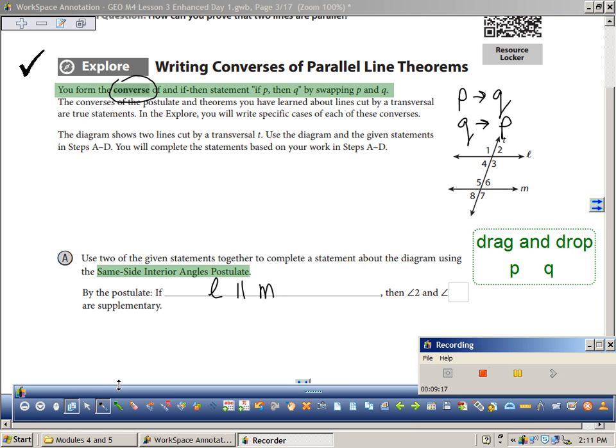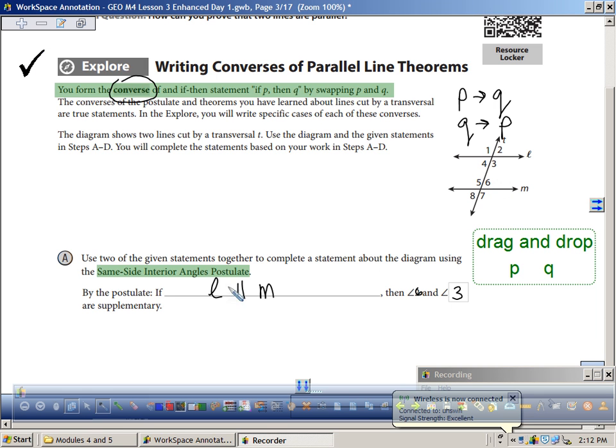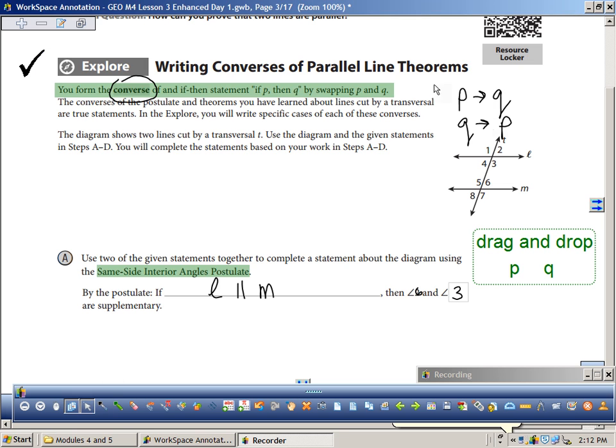That's what I'm asking. So it says angle 6? Okay, since it says angle 6, let's talk about this again. By the postulate, if L is parallel with M, then angle 6 and angle blank are supplementary. Where's 6? Right here. 6 and what are supplementary? Angle 3. If L and M are parallel, then 6 and 3 are supplementary. True? Let's drag and drop this if-then statement.